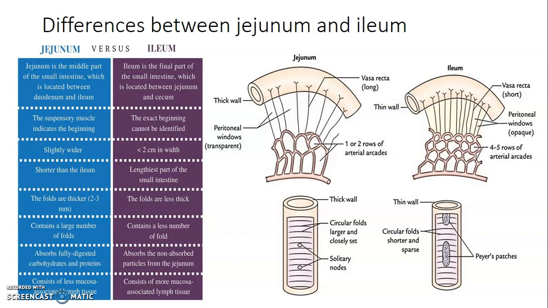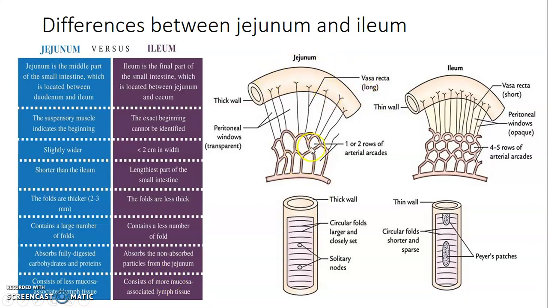The jejunum has thicker folds, 2 to 3 millimeter mucosal folds, while the ileum has less thick mucosal folds. Furthermore, the folds in the jejunum are more numerous compared to the ileum, and the jejunum absorbs fully digested carbohydrates and proteins, while the ileum absorbs non-absorbed particles from the jejunum. So there is less mucosa-associated lymphoid tissue in the jejunum. But remember, histologically, the ileum has the Peyer's patches.